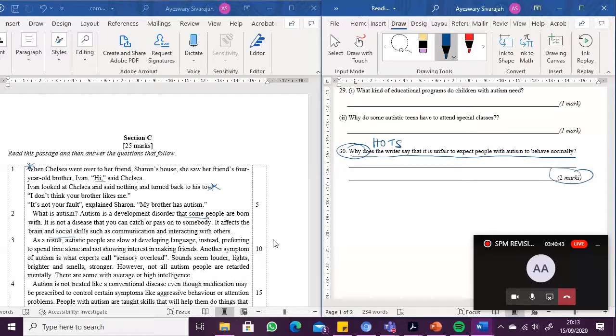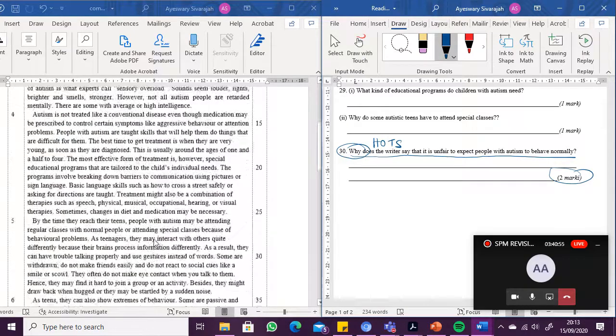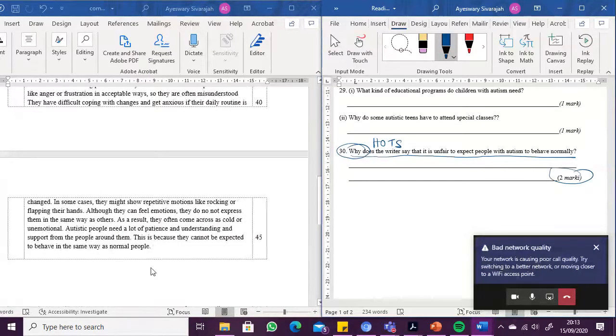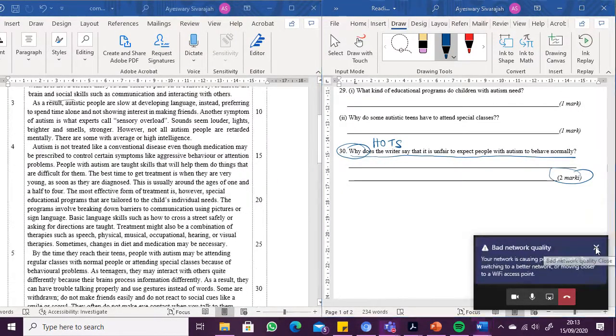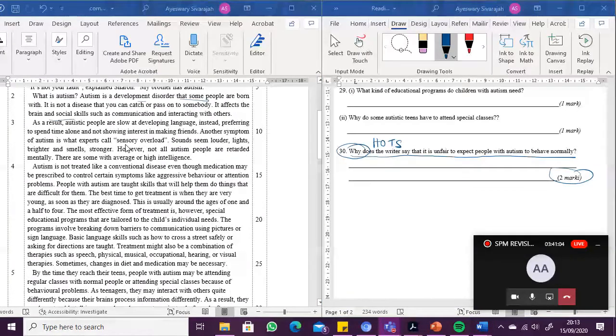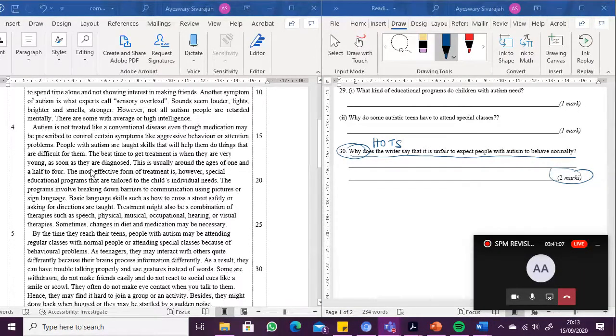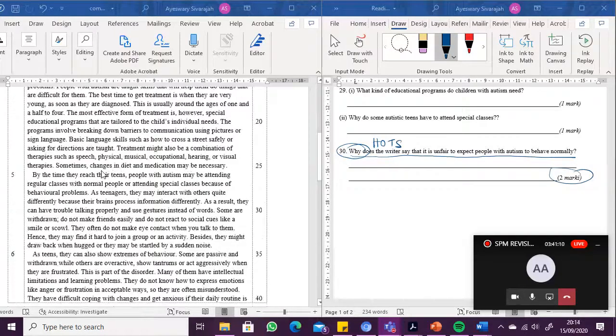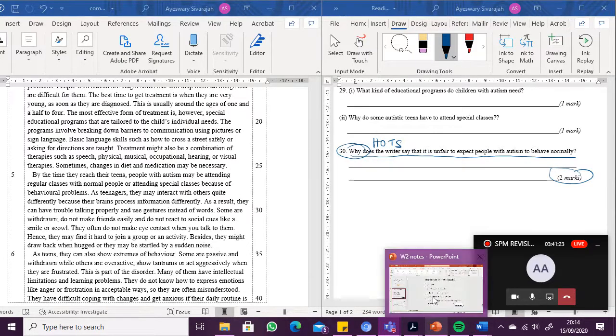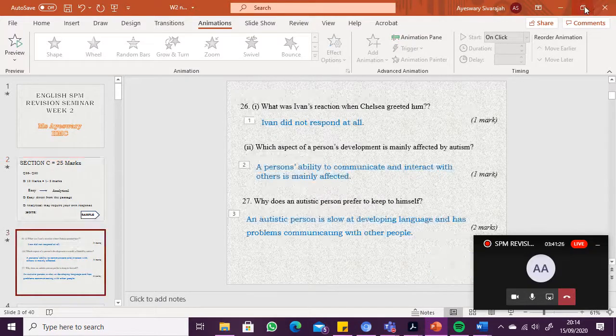All right. In weeks to come, I will introduce you to many other reading comprehension passages where we will focus on seeing how they will ask you HOTS questions as well. All right. So this is the reading passage. So in summary, what this reading passage is about is talking about autism. Okay. So I have put it up on Facebook as well. All right. It's talking about autism and the form of treatment and how teenagers who have autism react with people. All right. So these are the questions. So I have the answers here.